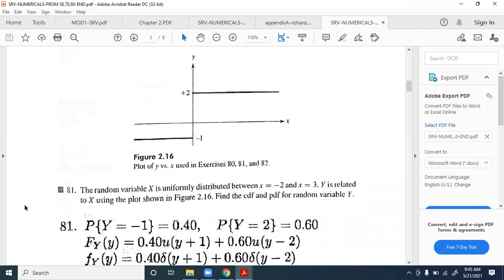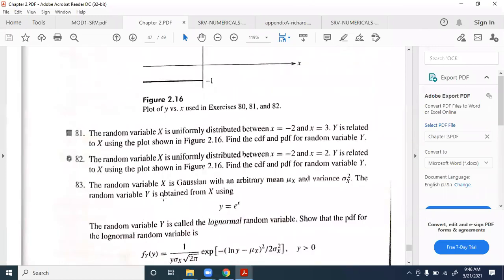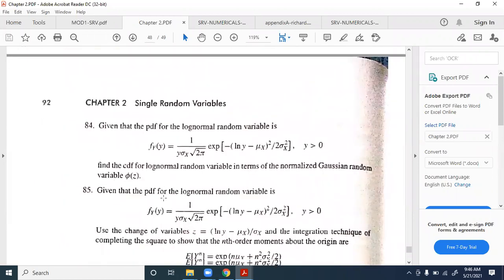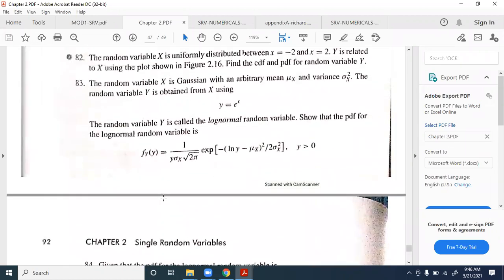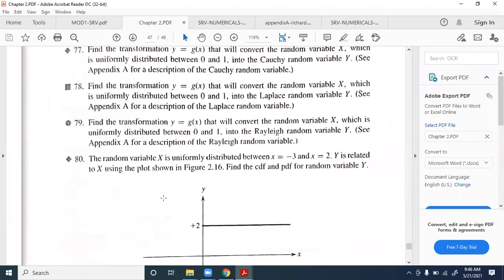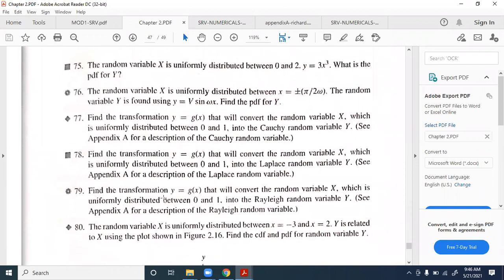Then let us go for problem 81. Shall we go for 81? Yes, 81 corresponds to this one only. The conditional random variable starts from 87. We should have done the conditional random variable also today, however, we'll try to do it tomorrow. So we'll try to finish whatever problems we have. We are left with another 8 minutes, right?